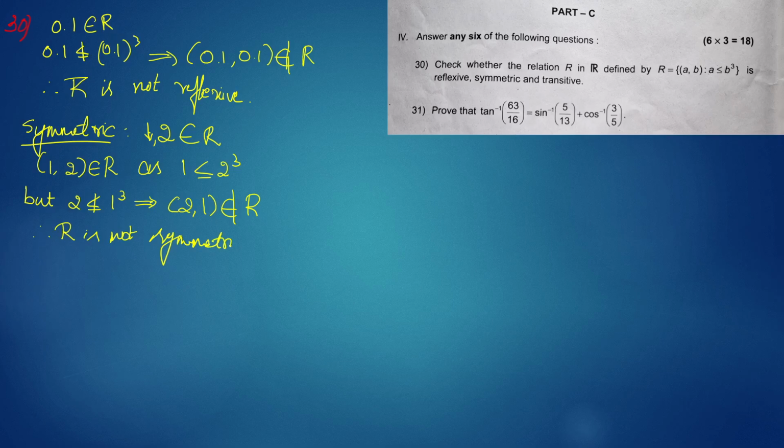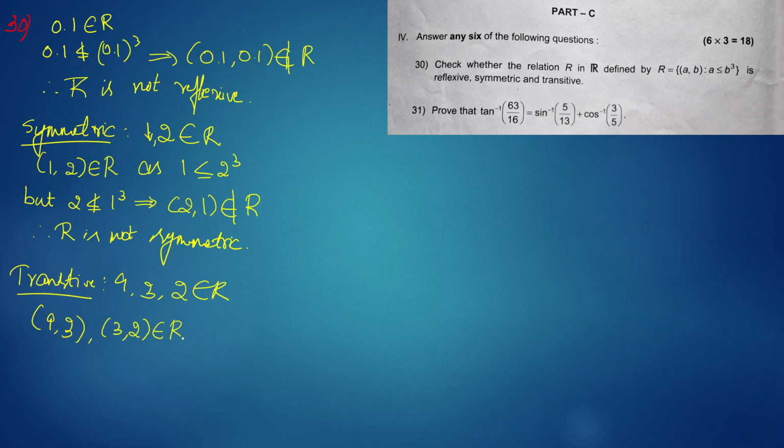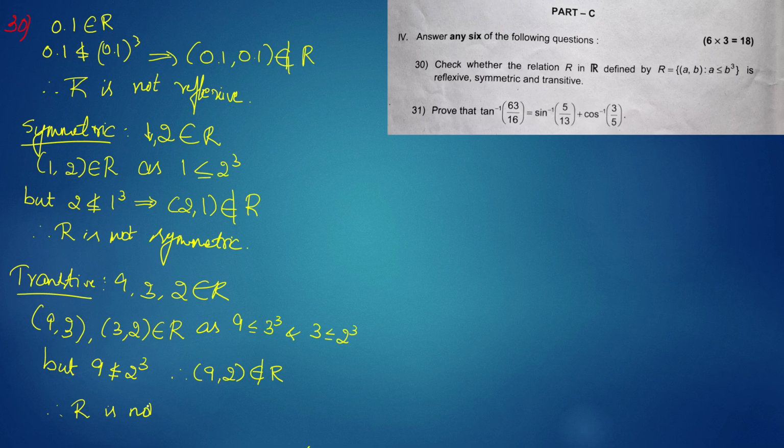Similarly, let us check for transitive condition. For transitive condition, we are taking the example as 9, 3 and 2. These are real numbers. Obviously, the ordered pairs (9, 3) and (3, 2) will belong to the given relation as 9 is less than or equal to 3 cube and 3 is less than or equal to 2 cube. But 9 is not less than or equal to 2 cube, which is 8. Therefore, (9, 2) will not belong to the given relation. Therefore, R is not transitive.